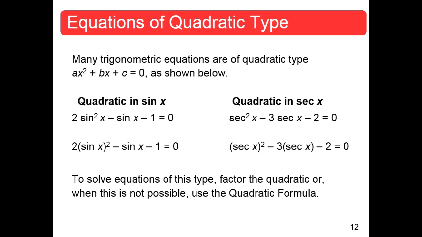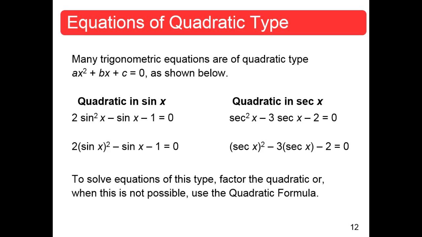Okay? So here's one in sine. 2 sine squared x minus sine x minus 1 is equal to 0. Here's one in secant. Secant squared x minus 3 secant x minus 2 is equal to 0. This is just this written in a different way. So, we, again, solve for the trig function first. Pretend that's its own variable.